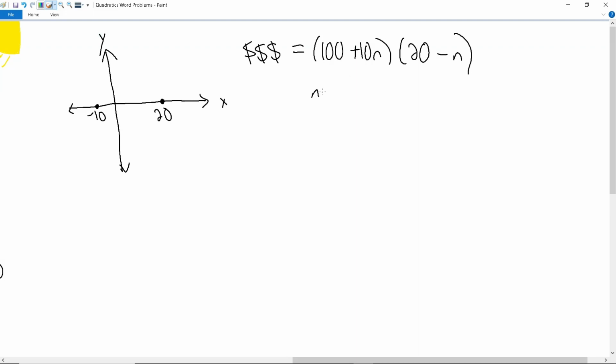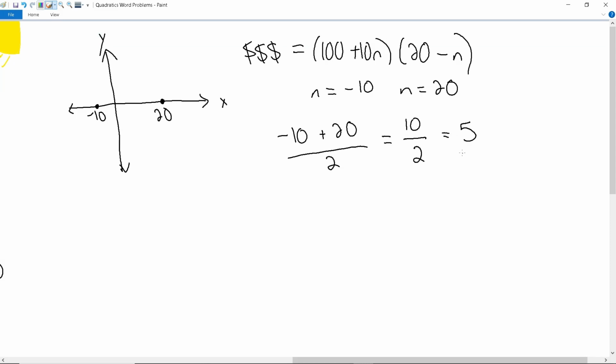So we know our zeros are -10 and 20. If we want to find the x value for our vertex, which is going to give us our maximum, we would need to add our zeros together and divide by 2. So that is going to be -10 plus 20 is a +10 over 2, and finally a value of 5. So what that tells me is when x equals 5, that's when we have our vertex or our maximum.